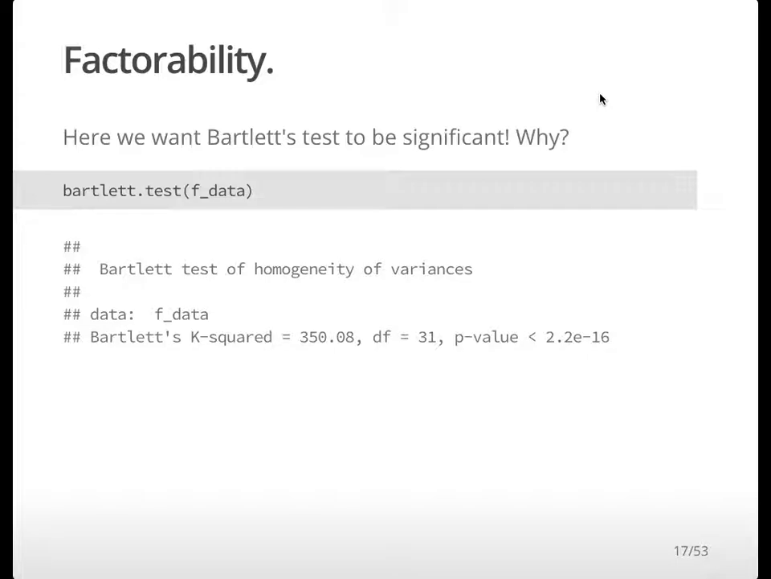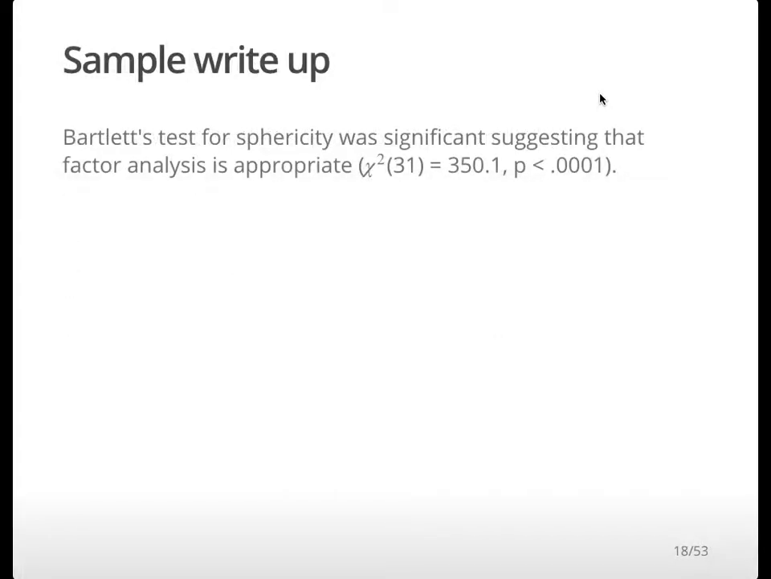In this case, you want it to be significant because it means we've got stuff to work with and stuff to combine. So we do bartlett.test for the entire data, and we get a highly significant test. That's good, and we want that to be significant because it shows there are significant associations. You would write this up like: Bartlett's test for sphericity was significant, suggesting that factor analysis is appropriate, and then you would use the chi-square value and the p-value.